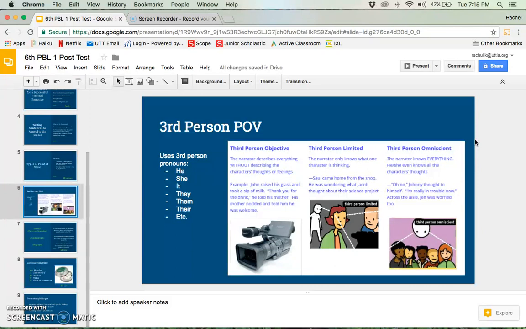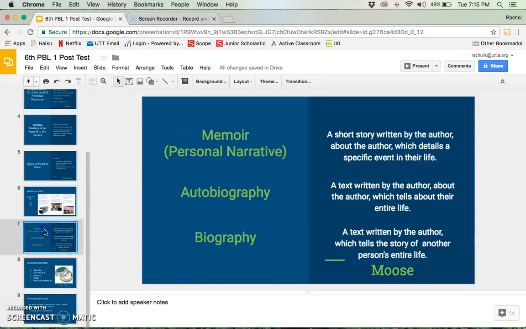So, "Oh no," Johnny thought to himself, "I'm really in trouble now." Across the aisle, Jen was worried too. So we know what Johnny's thoughts are, and we know what Jen is feeling. So this is as if the narrator is putting us in the minds of all characters in the story, and it's like the narrator is a mind reader. All right, so let's keep moving on.